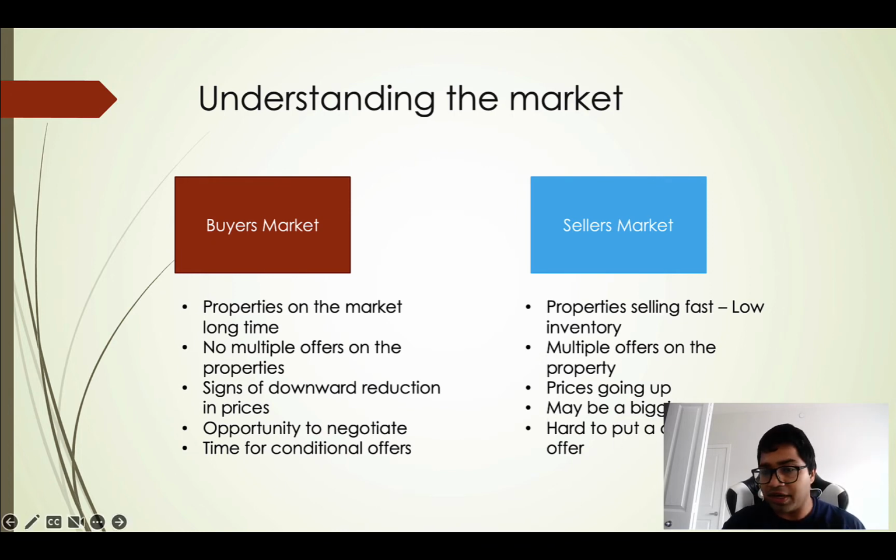There may be a bidding war, and it is hard to put in any conditional offer. Most of the time in a seller's market, you might have to buy the property as is. So you do face a chance that there could be something wrong with the property that you cannot inspect, because there is no time for that. If you do not buy, someone else will buy it, right? It's a crazy market, not a good time to buy in a seller's market.